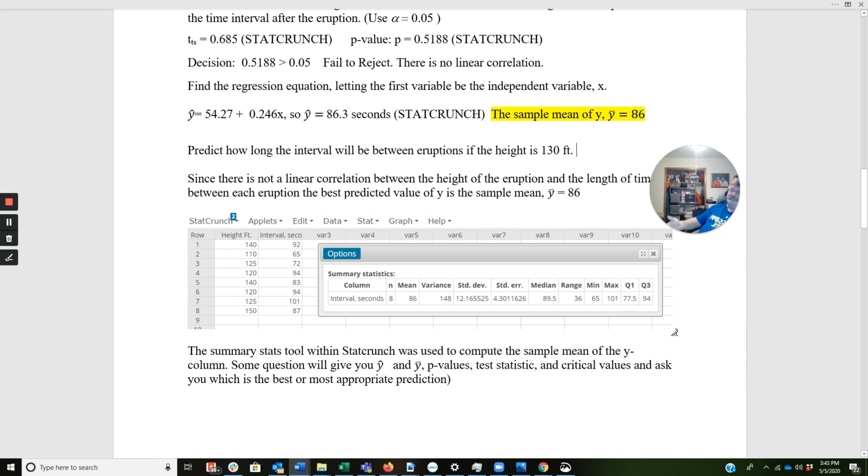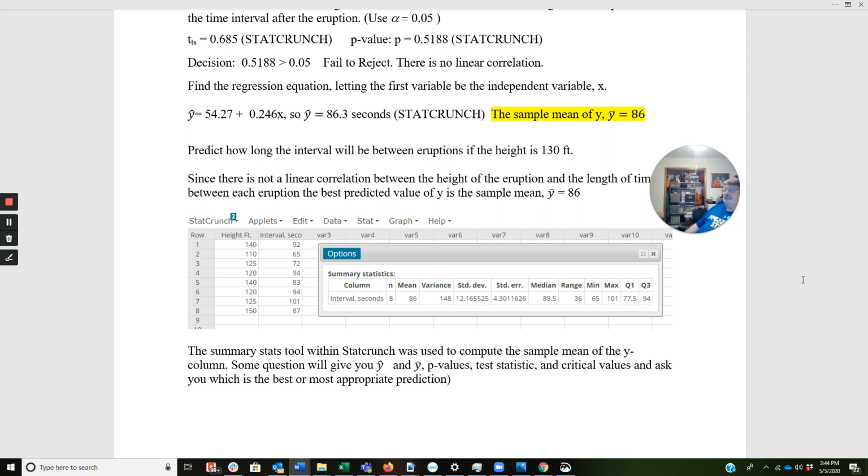It says the summary stats tool within StatCrunch was used. And remember, all these pages that I'm speaking from for these videos, these notes are available, and I want you to use them during the test. This is an open book, open note test. The summary stats tool within StatCrunch was used to compute the sample mean of the y column.